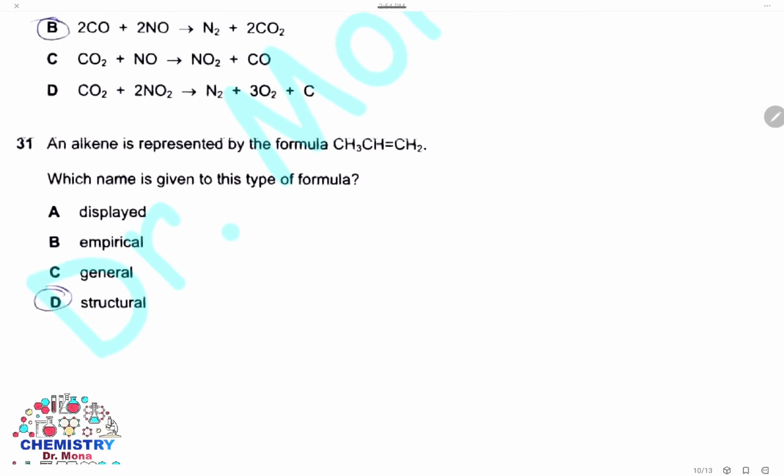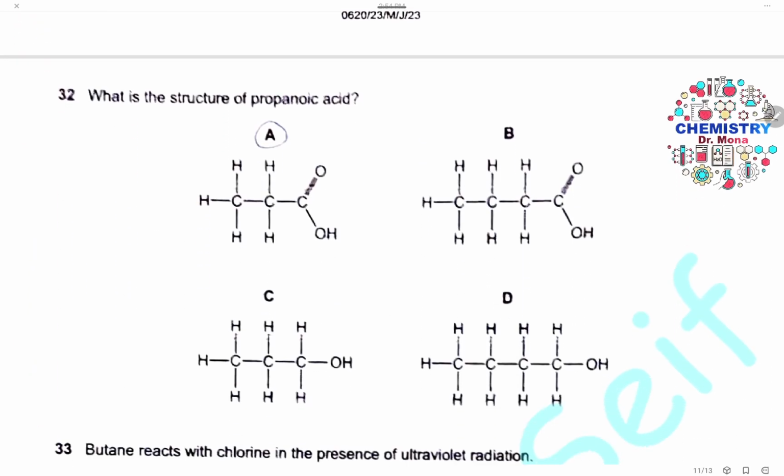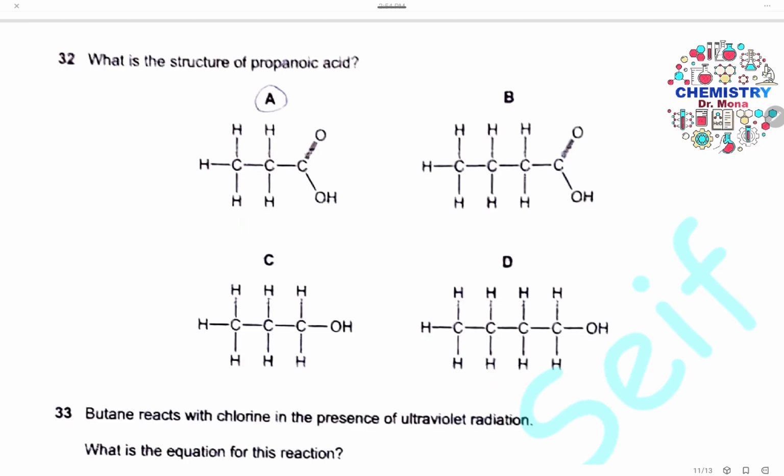Question 31. An alkene is represented by the formula CH3CH=CH2. Which name is given to this type of formula? Showing the formula of the compound this way, it is called the structural formula. Question 32. What is the structure of propanoic acid? Propanoic acid, prop means it has 3 carbons and oic means it has a carboxylic group COOH. So here we have 1, 2, 3 carbons with the carboxylic group. So this is the correct structure of propanoic acid and the answer is A.